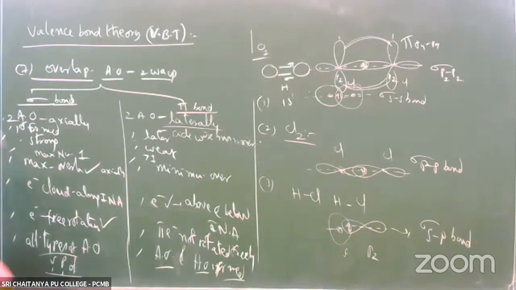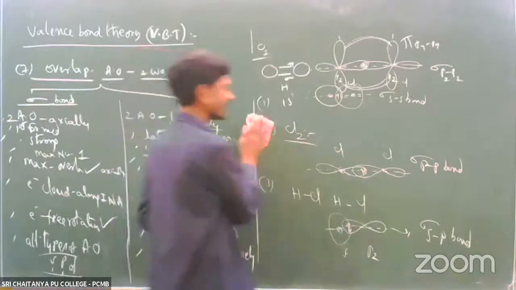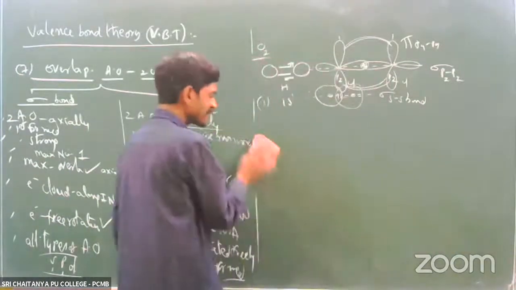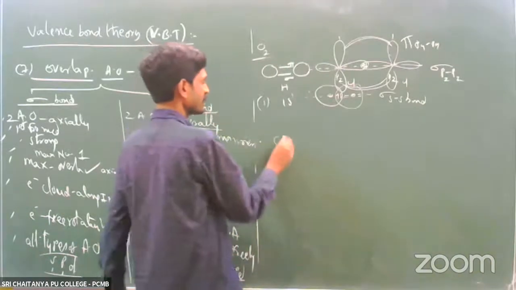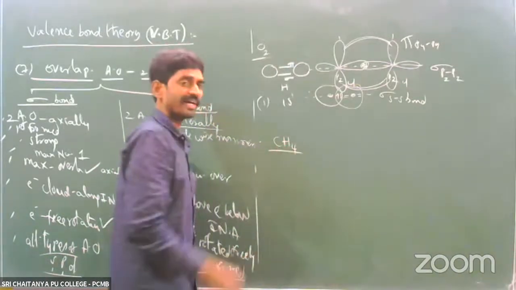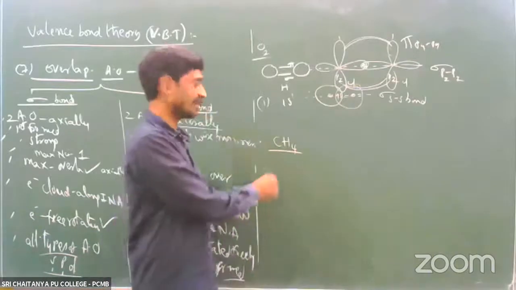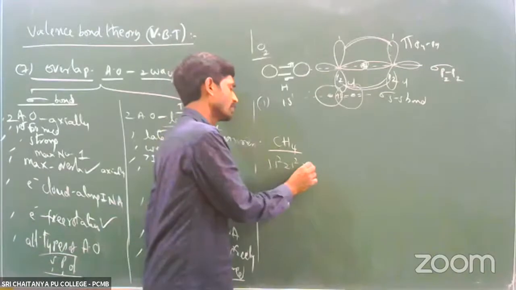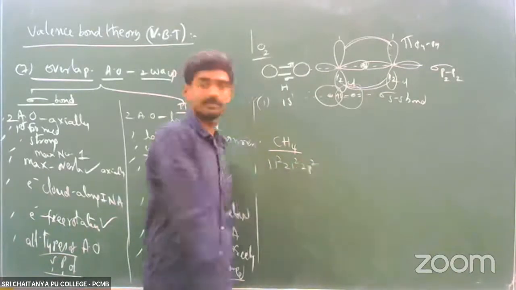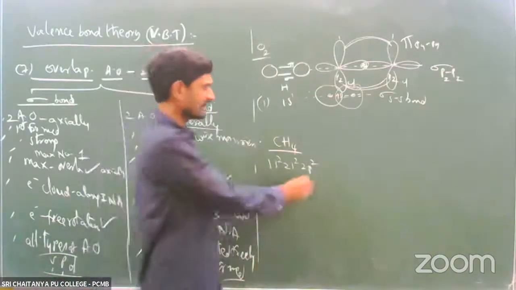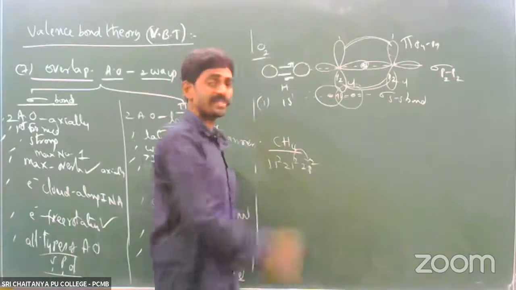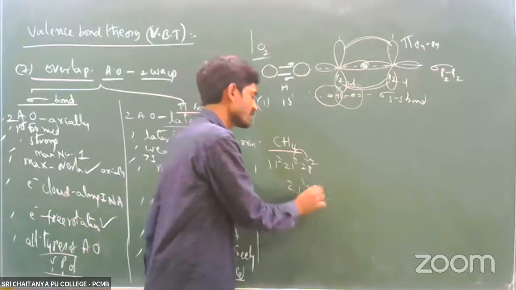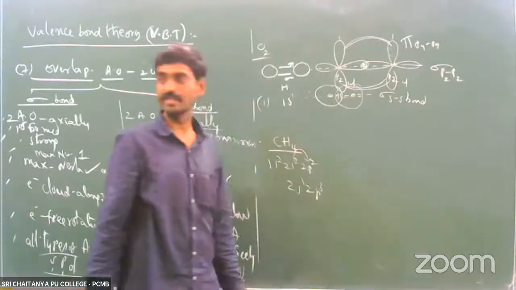But let us apply these concepts to some molecules, for example the methane molecule. Carbon has atomic number 6, so its configuration is 1s2, 2s2, 2p2. In the first excited state, one s electron is transferred to a p orbital, and you get 2s1, 2p3.